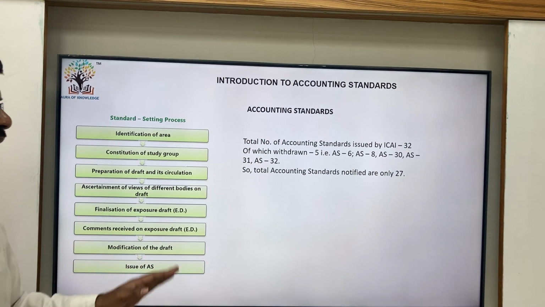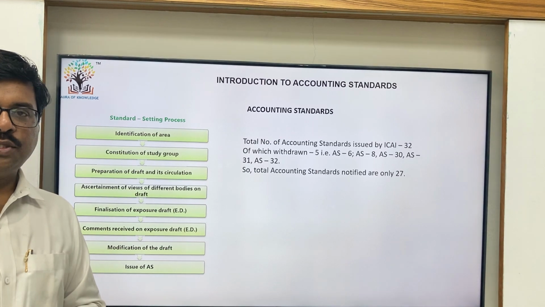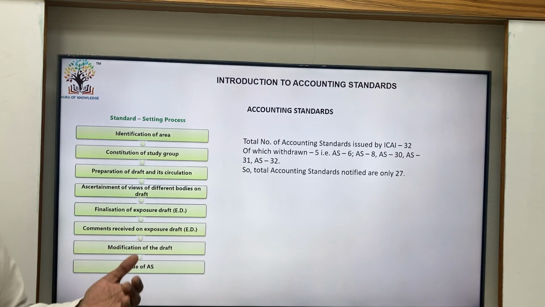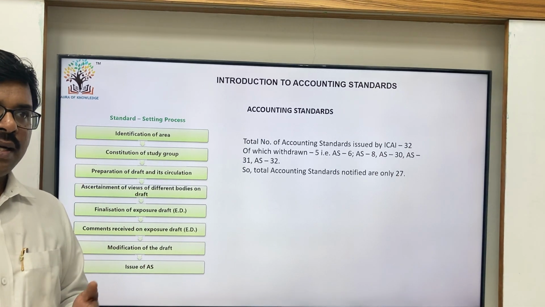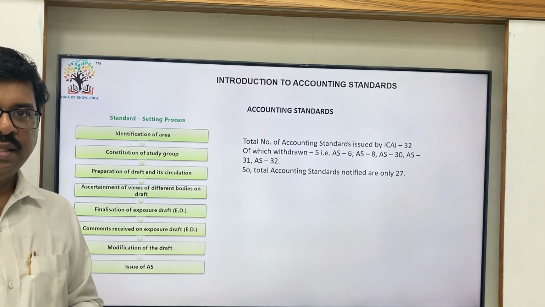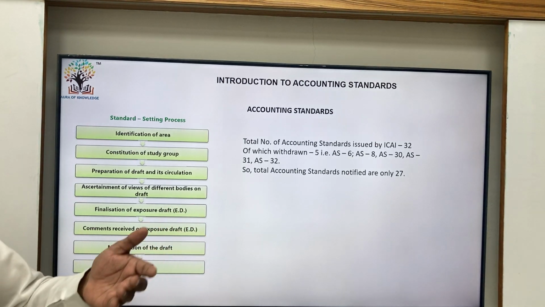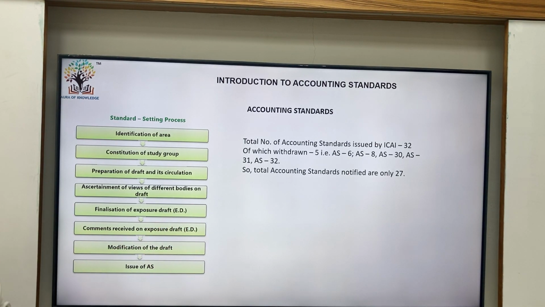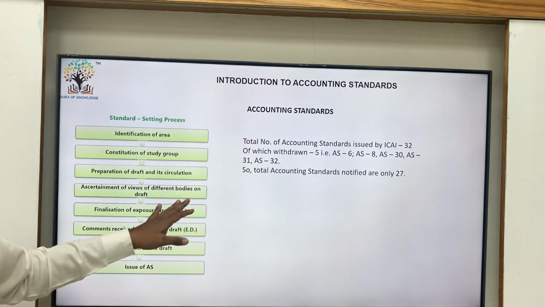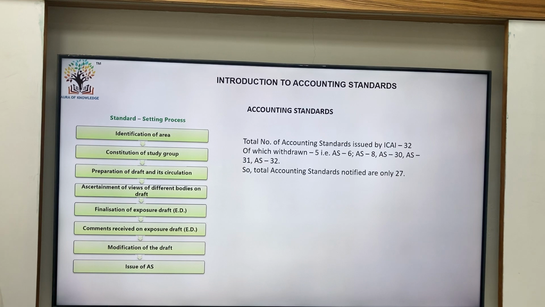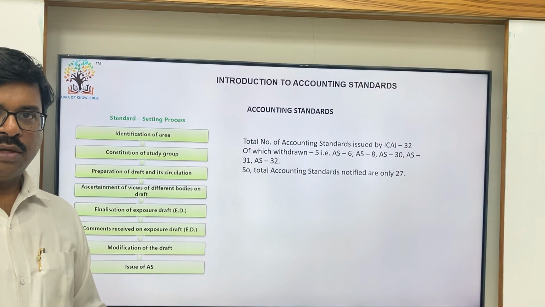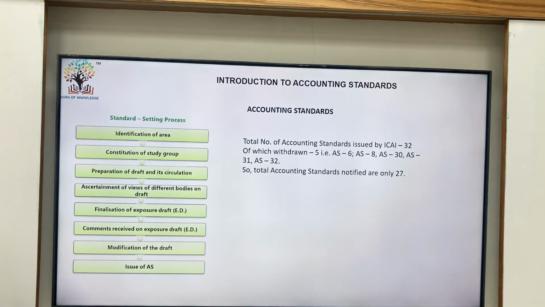they will issue the accounting standard. As of now, if you see, the Institute has issued 32 accounting standards. However, they have withdrawn 30, 31 and 32, and accounting standard 6 and also accounting standard 8, because they were getting duplicated in some other accounting standard, and hence they have withdrawn those. So as of today, there are only 27 accounting standards which are prescribed by the Institute of Chartered Accountants of India.